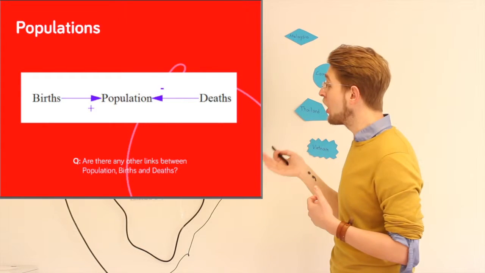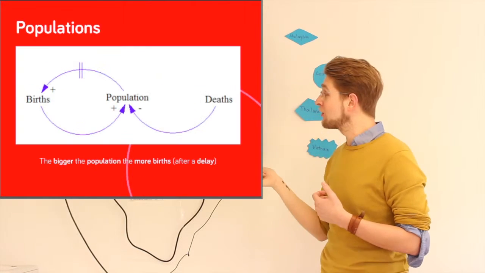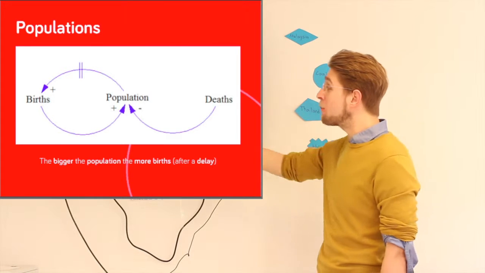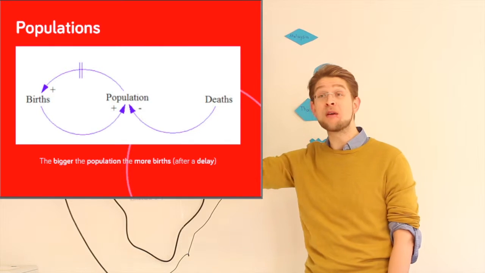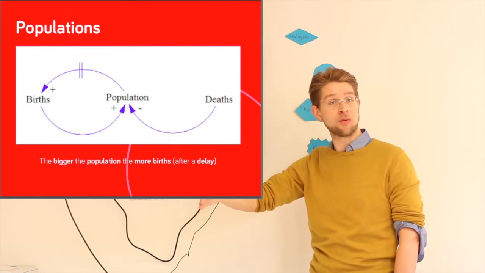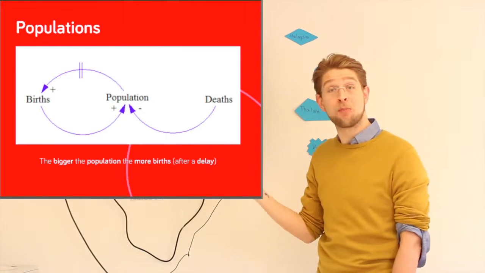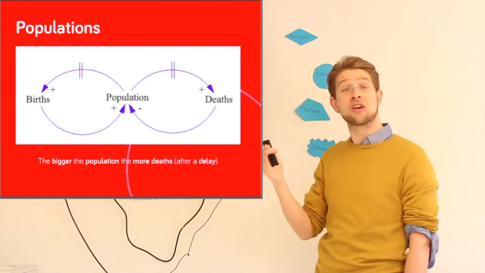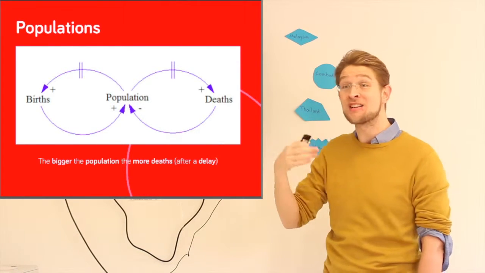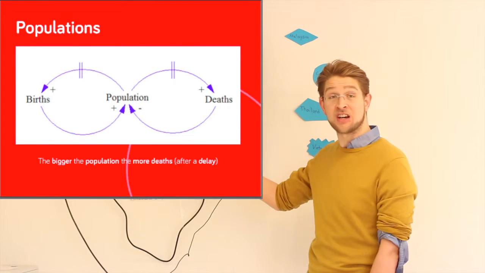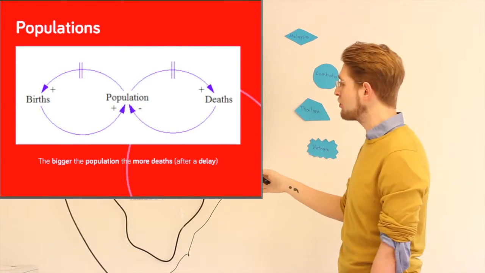But a question we might ask is, are there any other links between population, births, and deaths other than this? So here's something that we might look at. The bigger the population, the more births there are after a delay, because there are more people in the population, it's a bigger breeding group. So you're going to get more births as a result of that. Similarly, the bigger the population, the more deaths you're going to get after a delay. Because with a bigger group of people, everybody has to die at some point. So the number of deaths is going to go up at the end of people's lifespan, or whenever that is, and it's going to be distributed.